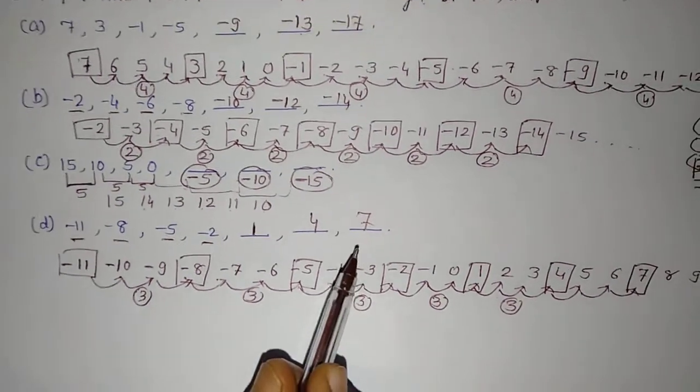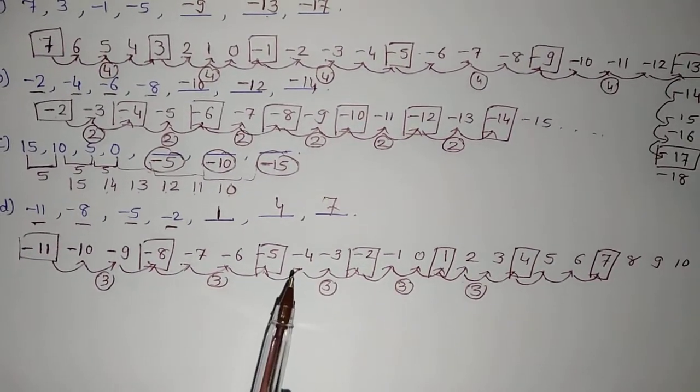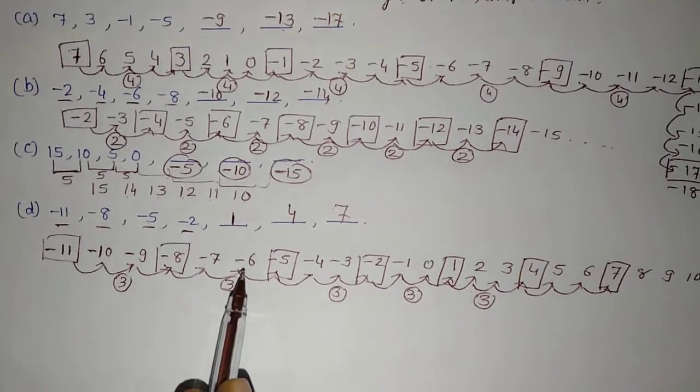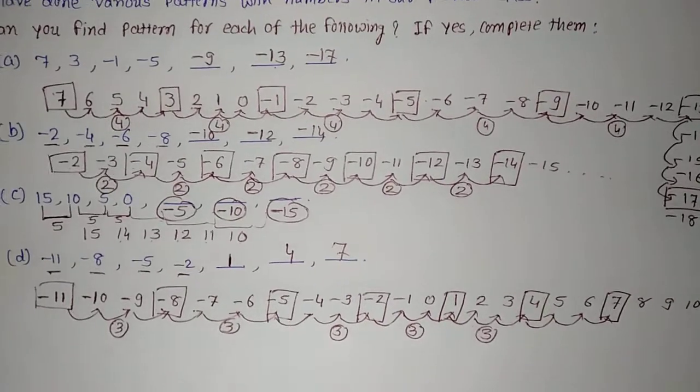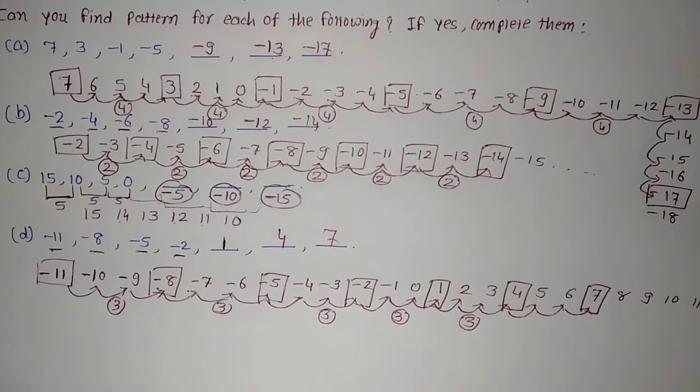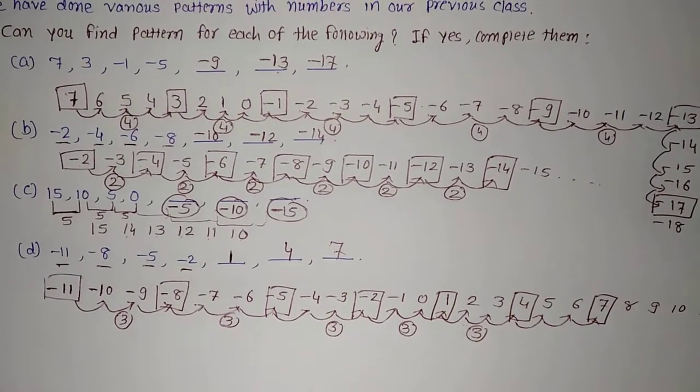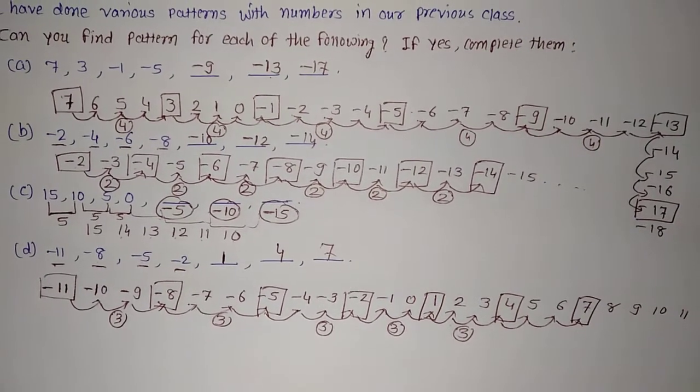So what they have asked: can you find out the pattern for each of the following? If yes, then complete them. So we have completed all the blanks. So this is how you can solve this question. This is part 2 of chapter number 1, integers, standard 7 mathematics.